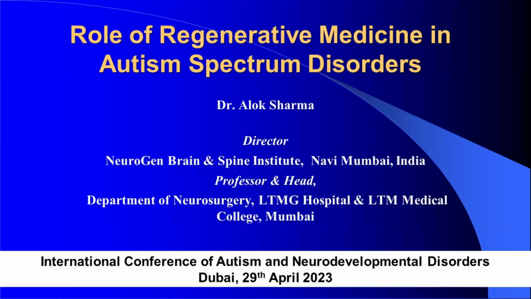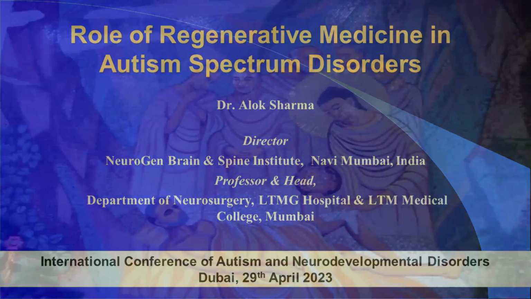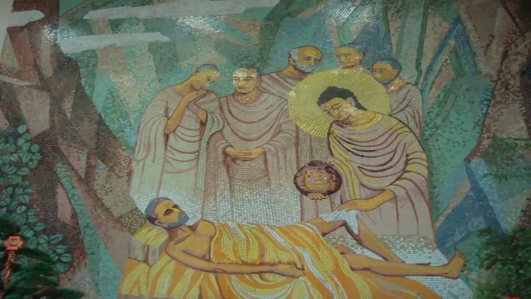I'm going to speak on a new topic, that's regenerative medicine in autism spectrum disorders. When I give a talk, I like to begin with this picture. This is a painting, a huge painting, the size of this entire wall, which I found in a hospital in Hualien, Taiwan. And when I entered that hospital, I asked them, why is this picture here? They said, this is a picture of Lord Buddha going into the jungle to heal.